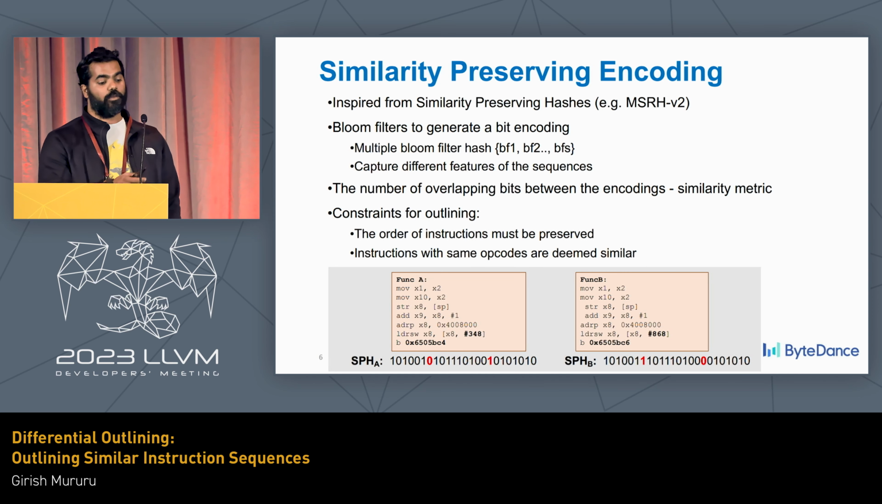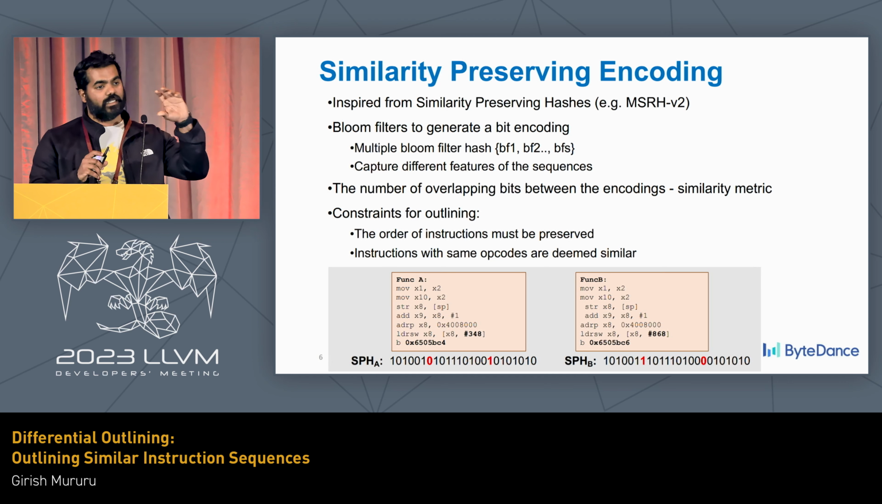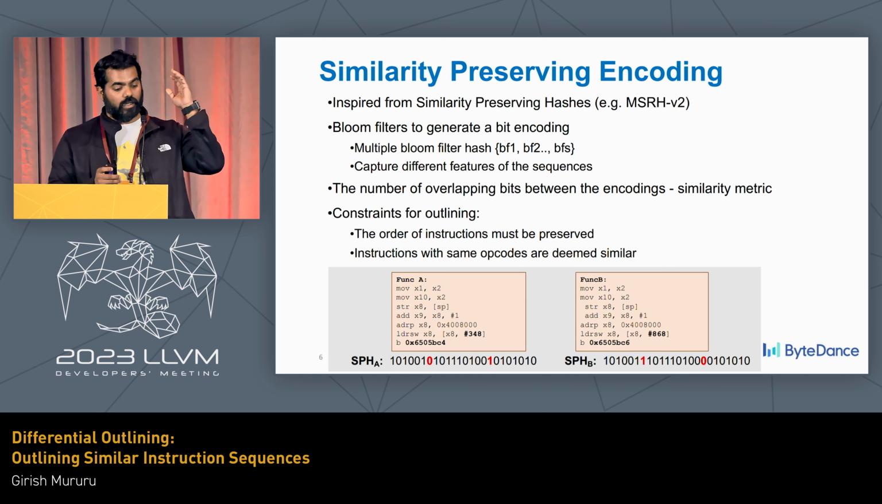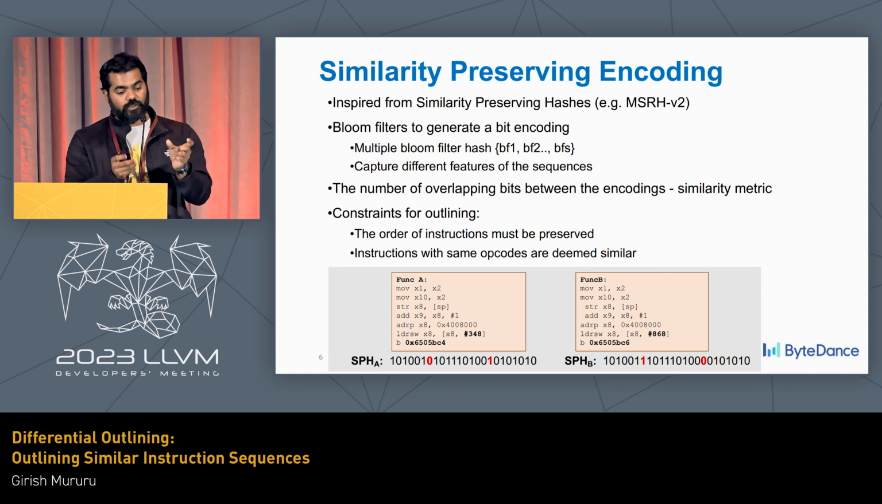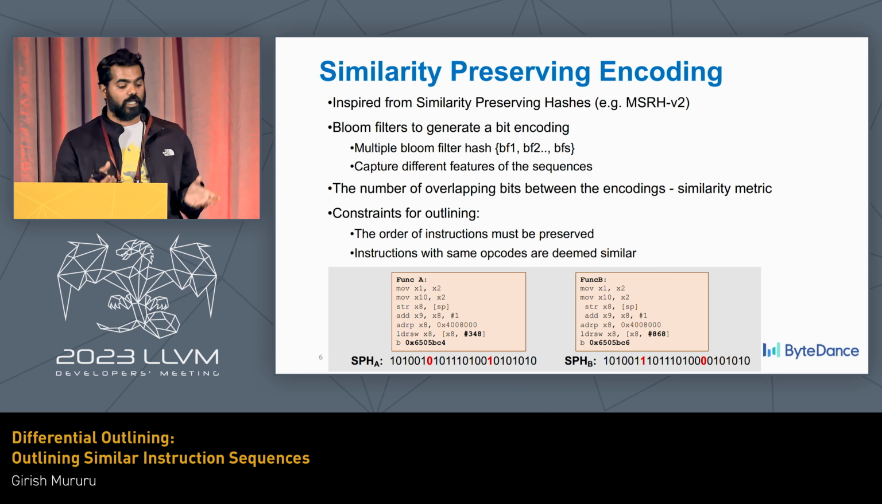So for similarity preserving encoding, we developed an algorithm which is based on MSRH-v2, which is a similarity preserving hash. What it does is it uses Bloom filters, and it takes chunks of data and different hash functions, and you basically set the bits in the Bloom filter based on these hash functions for those chunks. And what you get is basically two encodings, and the difference in the bits of the encoding actually gives you the similarity metric, how similar two particular sequences are.